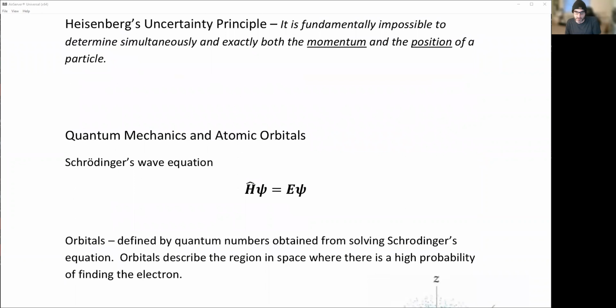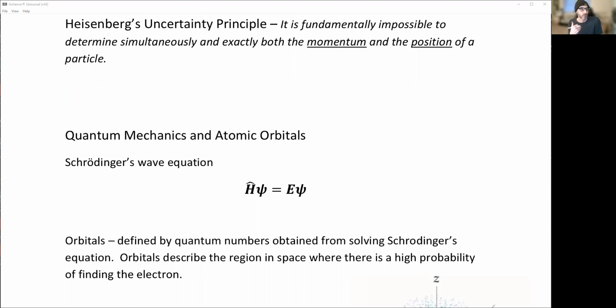So, the Heisenberg uncertainty principle. This is super fancy. People hear this all the time. What is the Heisenberg uncertainty principle? I'm sure you have heard of Breaking Bad, so that's where you've heard the name Heisenberg before. It is fundamentally impossible to determine simultaneously the exact momentum and position of a particle.